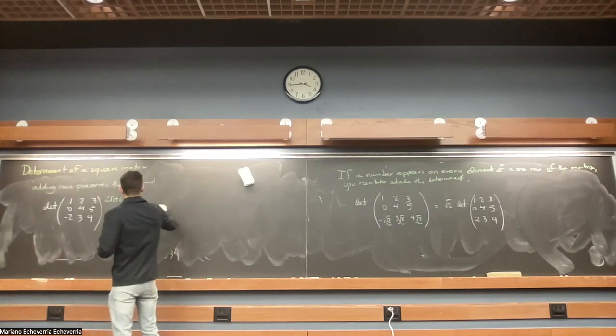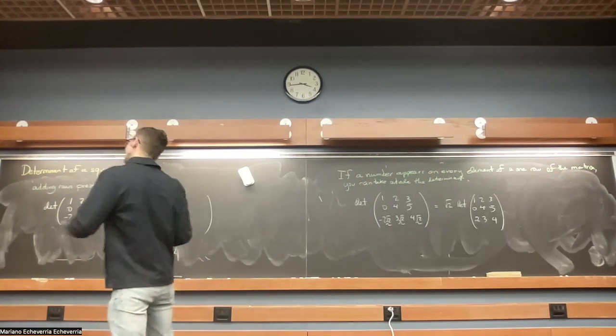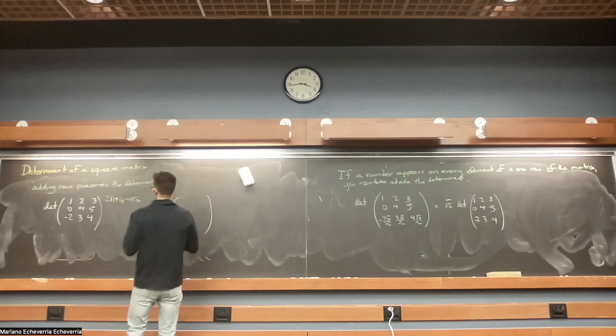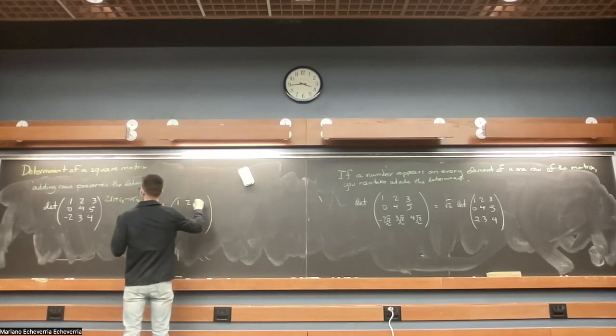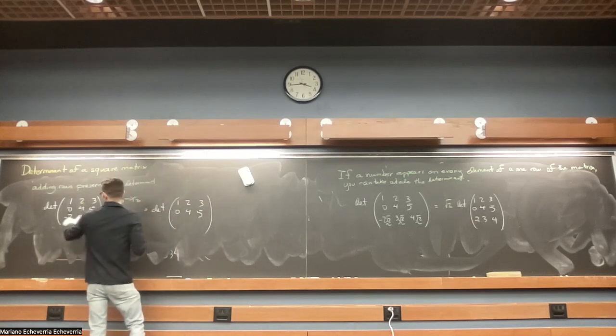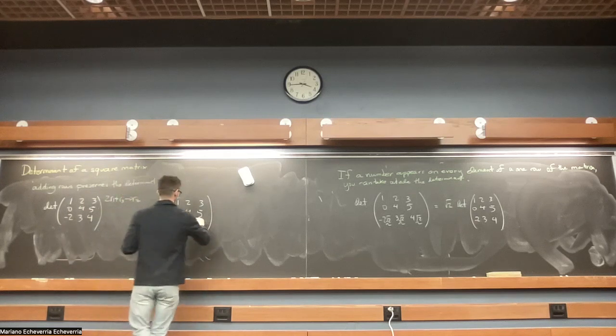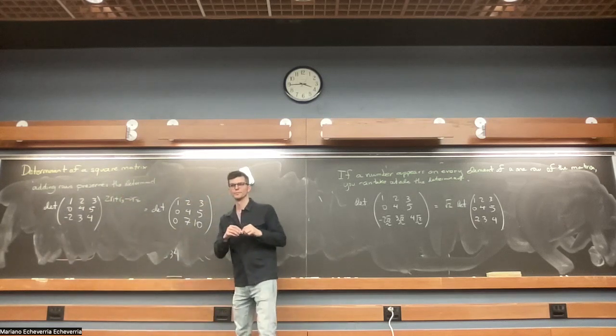And the property of the determinant is that this actually preserves the determinant. That one is kind of weird. It's not so clear why it works, but it actually does work. So when you do this operation, you get 2, you get 0, 4 with 3 is 7, and 6 with 4 is 10.